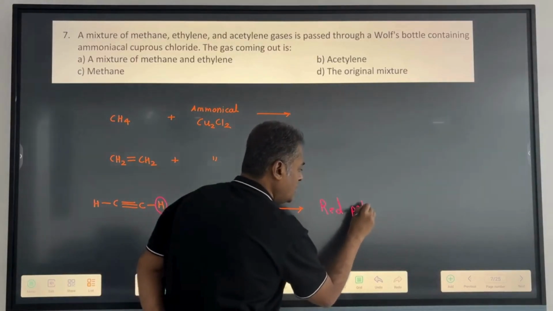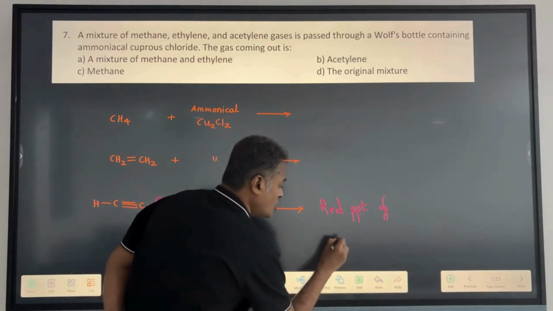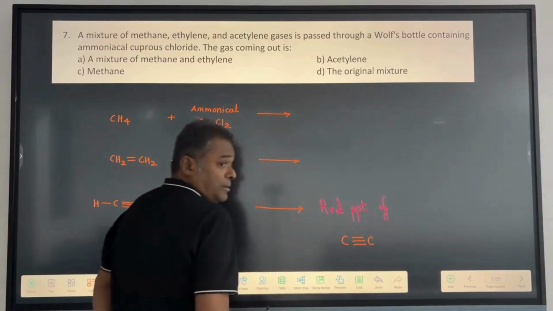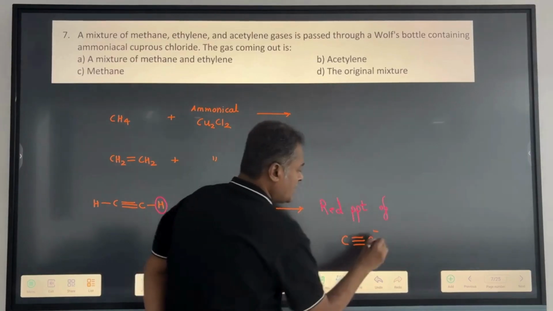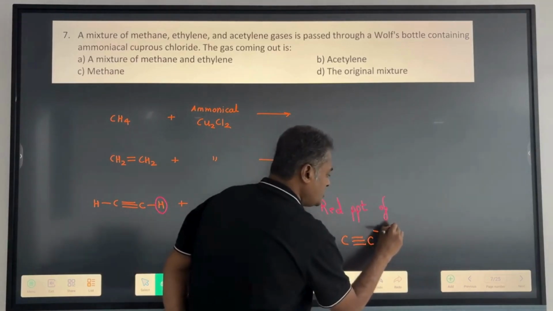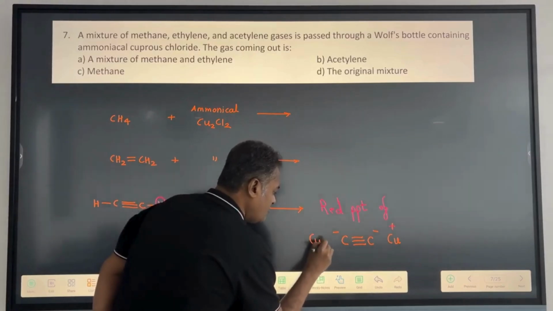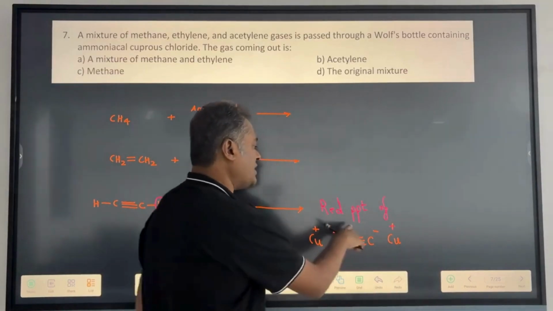It will form a red precipitate. If you want, I can give you the structure also. It's C triple bond C. Being acidic, it will lose its H, so it will form a negative part, and you will have copper over here making a salt formation. Same way on this side also you will have minus, and again a copper will form a salt. So it's nothing but a cuprous salt which has got the red precipitate.